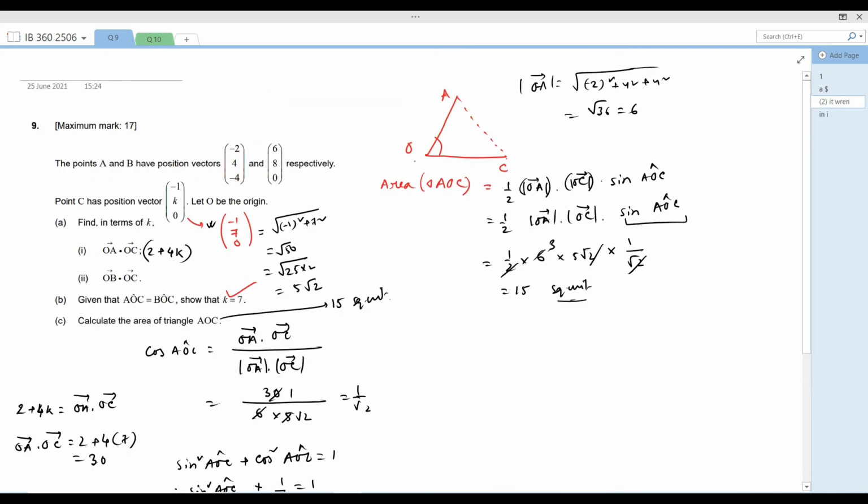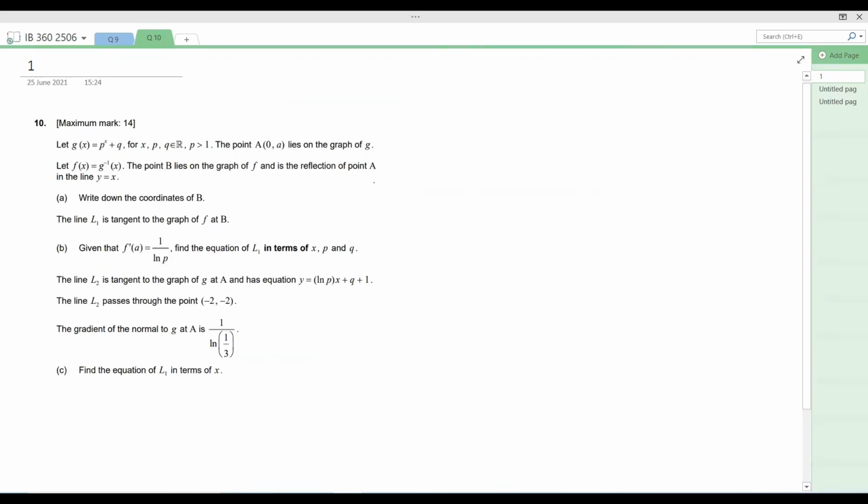Now the next problem, the number 10 problem. So the problem is, let g(x) equal p to the power x plus q, for x, p, q belonging to the real set and p greater than 1, the point (0, a) lies on the graph of g. Let f(x) equal g inverse of x.